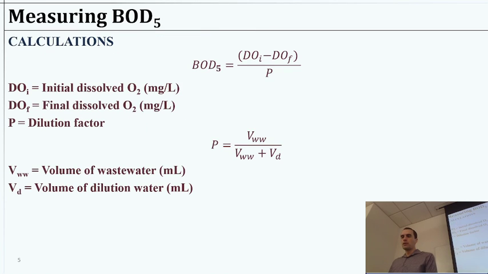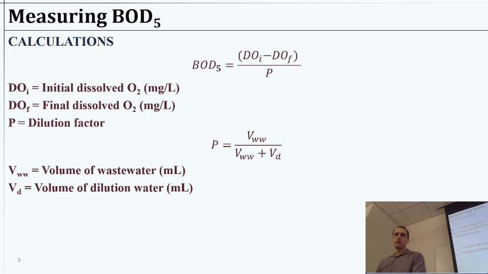So we often have to dilute, and the way we calculate the BOD then is literally we measure the oxygen before and after our 5-day process. So we have an initial DO, dissolved oxygen initial, minus DO final, divided by a dilution factor.